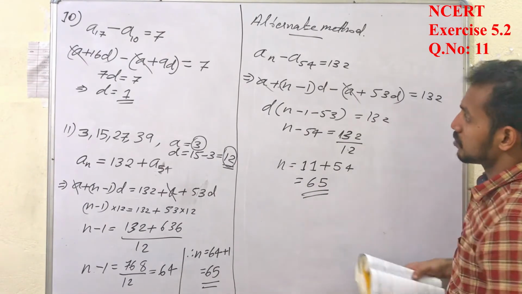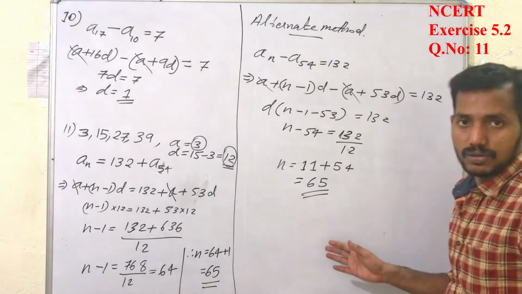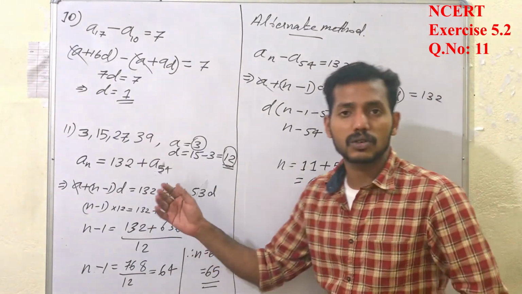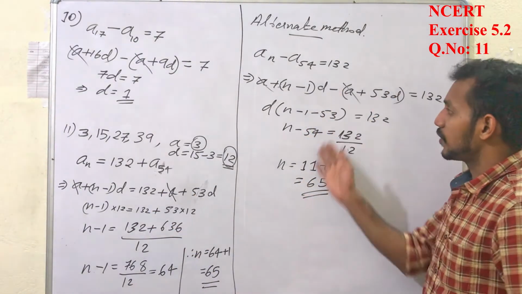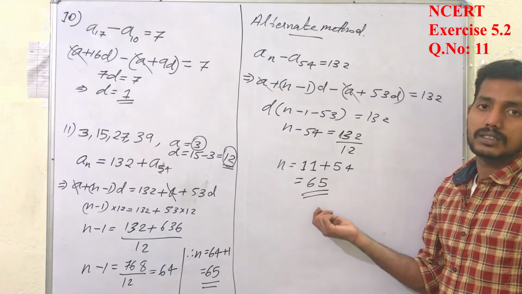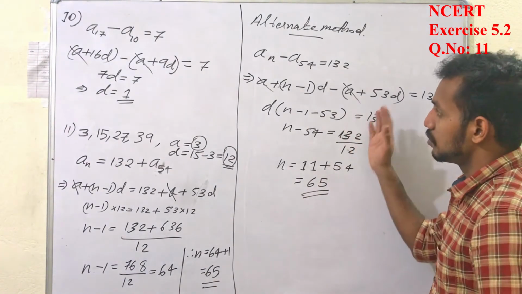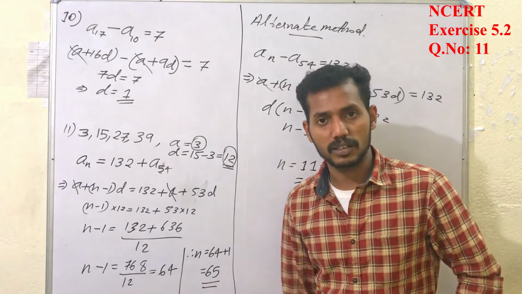So in two ways we can solve this question. In the first, we directly substituted the numerical values. In the second, we simplified the equation, then substituted the numerical values. This is a little simpler method compared to the first way.